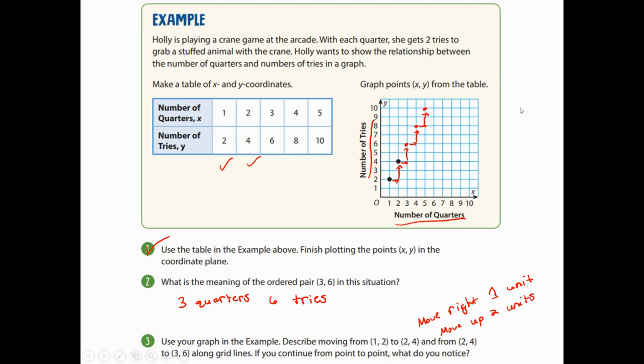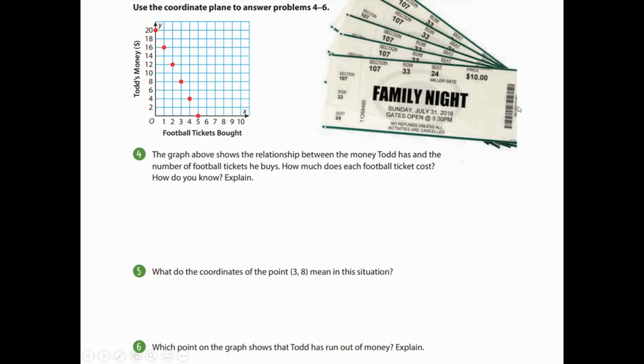All right, let's go ahead and move to the next. Use the coordinates to answer problems 4 through 6. Number 4, the graph above shows the relationship between the money Todd has and the number of football tickets he buys. How much does each football ticket cost? How do you know? And explain.